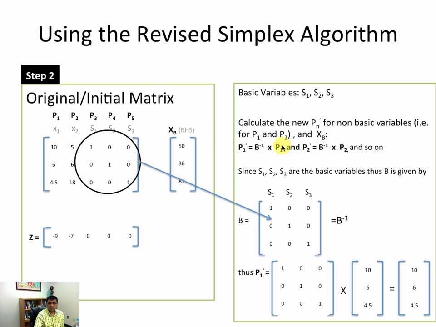So now for our first formula, we can easily calculate P1 prime. P1 prime equals B inverse multiplied by P1, and P1 is 10, 6, 4.5. If you do the calculation, you will see that the answer is 10, 6, 4.5. You can use an online calculator for multiplying matrices for problems like this, or you can use R to do that. In your notes, there is a link to the online calculator, and I also have a link on how to use R to calculate a product of two matrices.